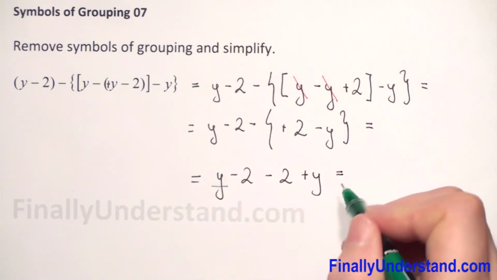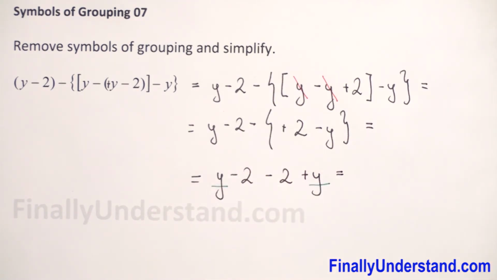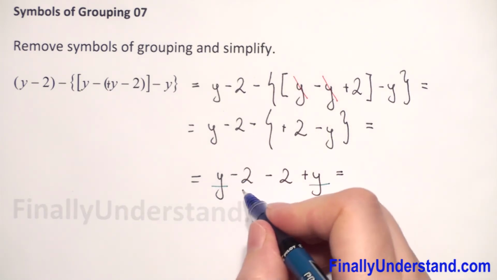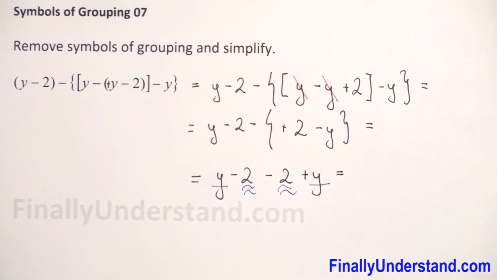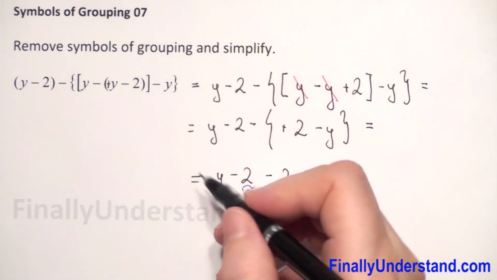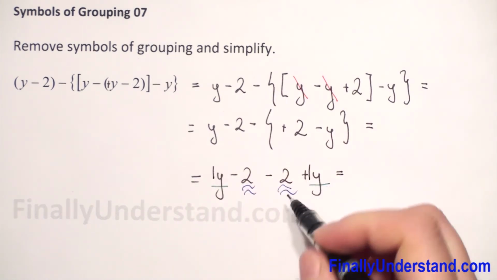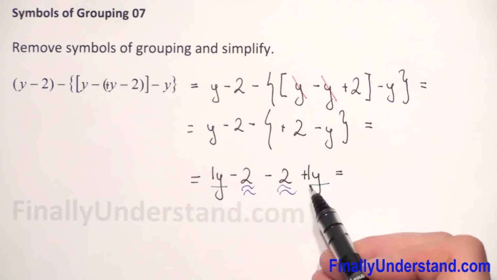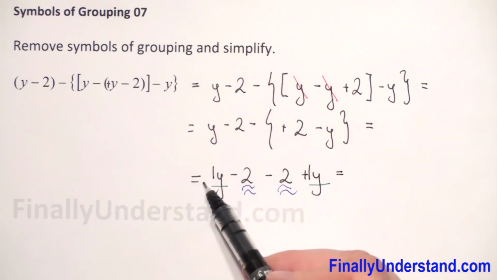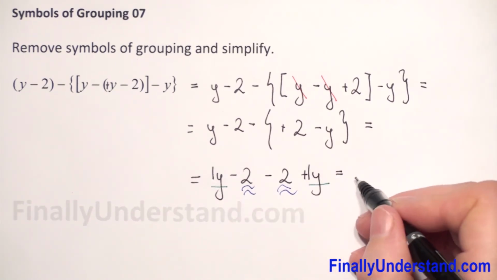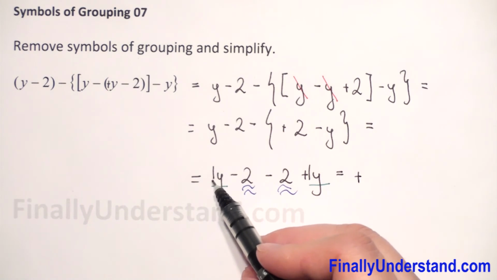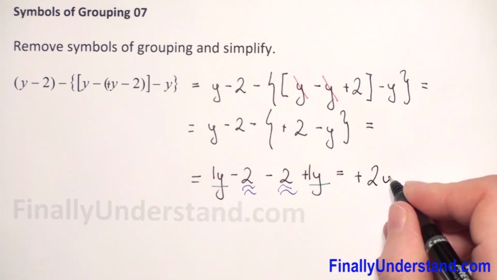We have y plus y, and we have negative 2 and negative 2. When we don't have coefficients, it's an invisible 1. So 1y plus 1y, both terms are positive. When we don't have a sign, it's positive, so we copy the positive sign and we just add 1 plus 1 is 2, and y we have to rewrite.